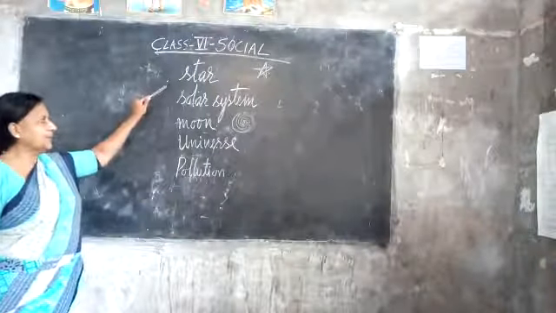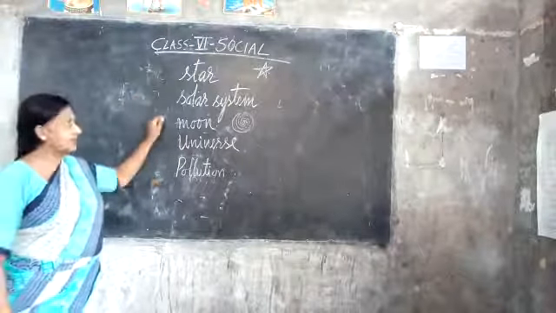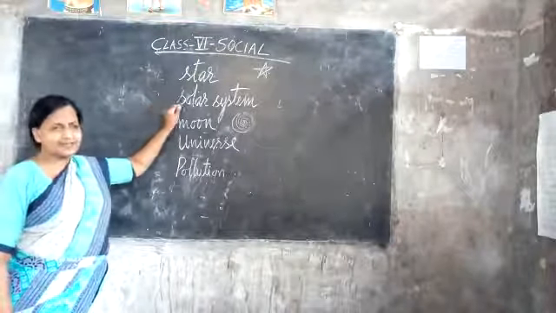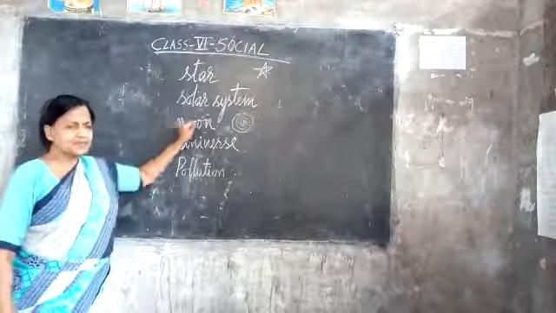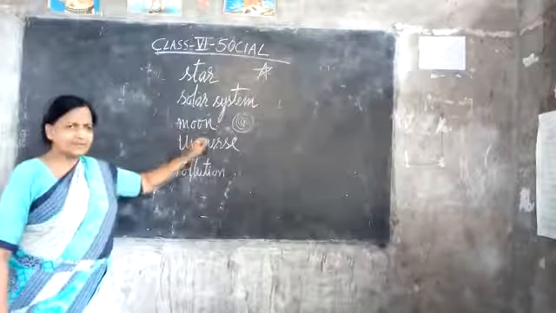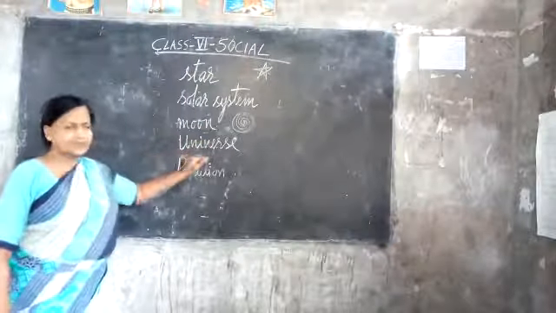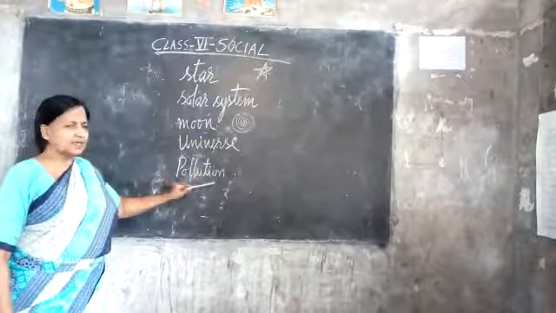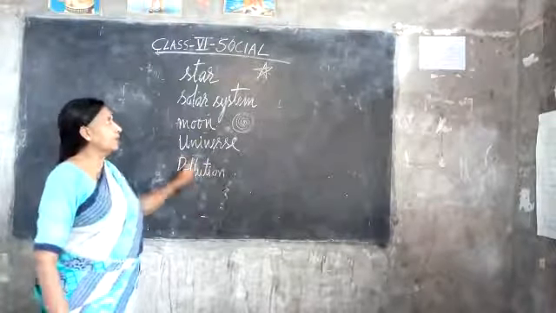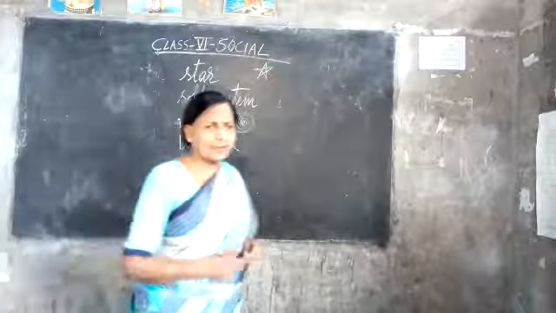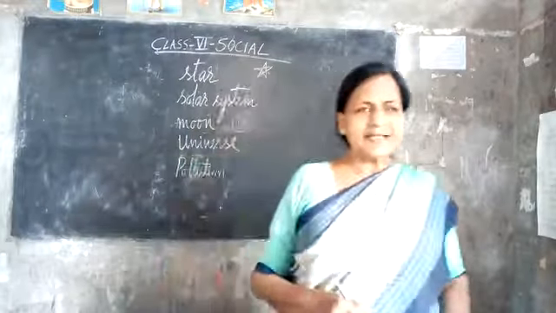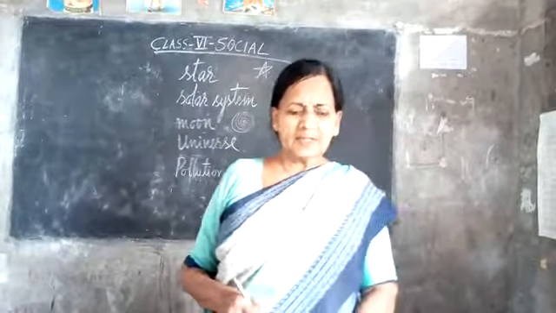Children, I hope the explanation was clear enough for you. The explanation of a star, the explanation of the solar system, the explanation of the moon, the explanation of the universe, the explanation of pollution. I hope you have understood the second part of the first lesson in your social textbook.